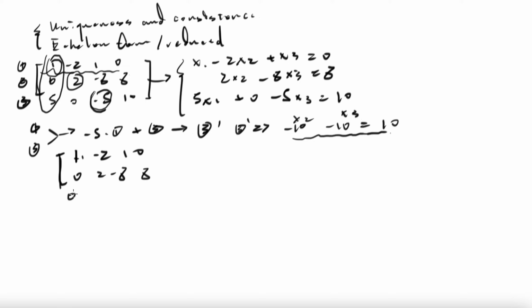Third equation will be 0, -10, -10, 10. So the first variable of the third equation is eliminated. So now let's move on to the second variable of the third equation. I will go here, and I will bring up this later, so don't you worry about it.